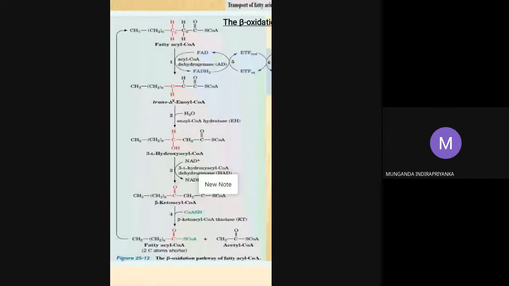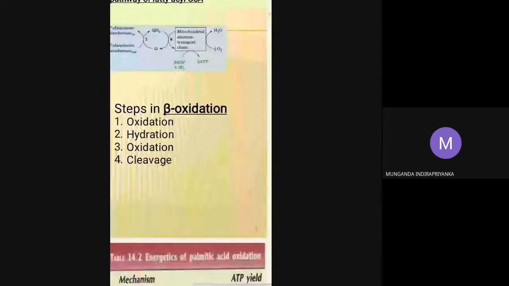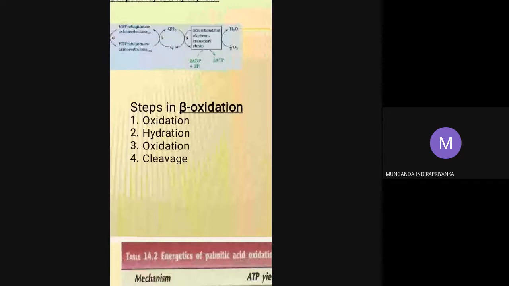Write down the steps in beta oxidation: first oxidation, second hydration, third oxidation, fourth cleavage. It is required for our understanding only. In this way you have to remember this cycle.